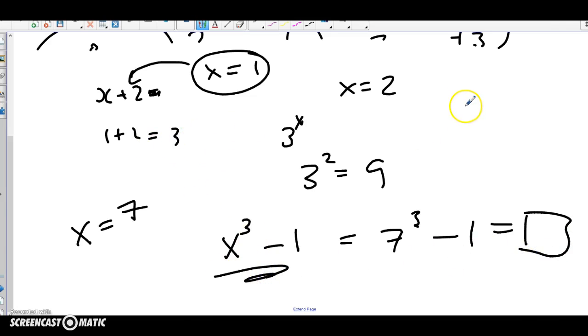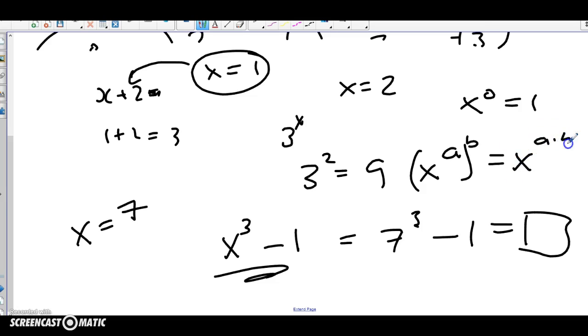So key points today are the following. Anything to the 0 is 1, and if you have something to an exponent and you have a power, so a power of a power, when you are putting an exponent to an exponent, the rule is that you multiply those two exponents. You also notice this x to the a to the b is x to the ab, and it's the same as the other way around, x to the b to the a.